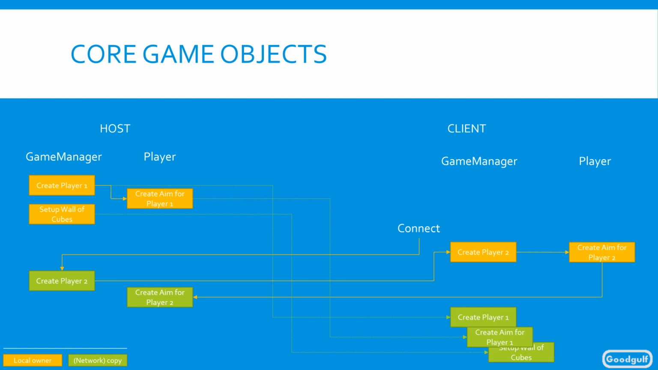If a player presses space, a remote procedure call is used to create a projectile on the host and a network copy on the client. Using simple projectile motion physics, the projectile is shot towards the aim object, and with a bit of luck, it hits the wall of cubes.